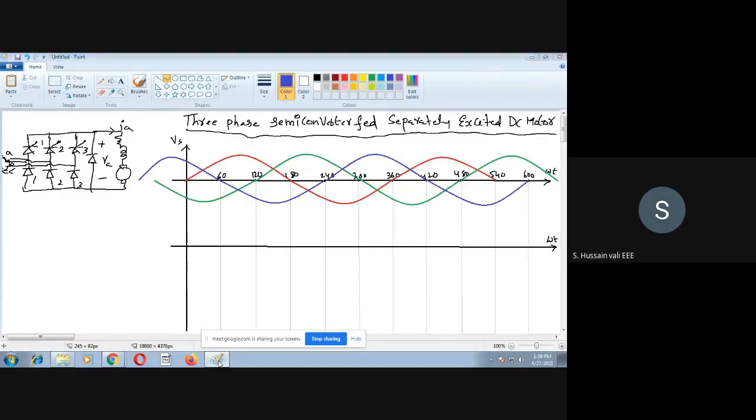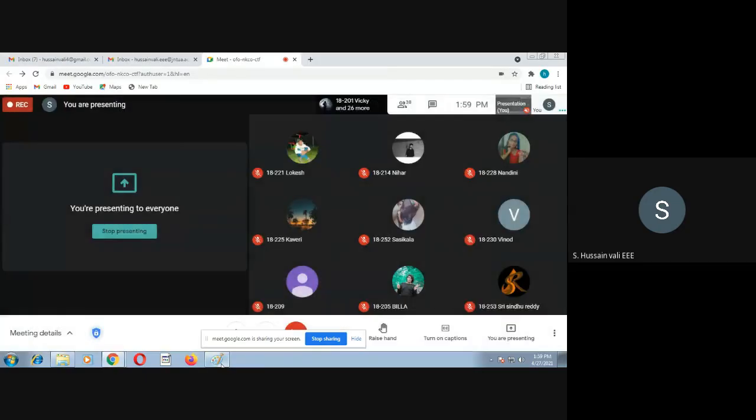So now the topic here is three-phase semiconductor fed separately excited DC motor. Last class we have seen the single-phase semiconductor and single-phase full converter for both separately excited DC motor and series excited DC motor. This time we will go for the three-phase semiconductor and three-phase full converter, and once again for both separately excited DC motor and DC series motor. For both the cases we'll do this as it is, as this is three phase.